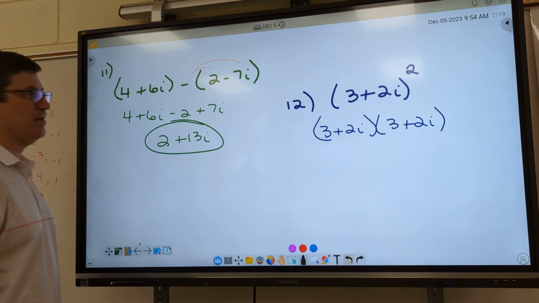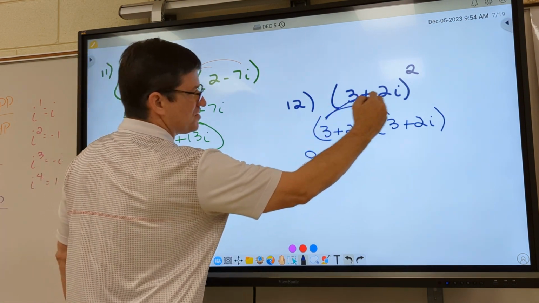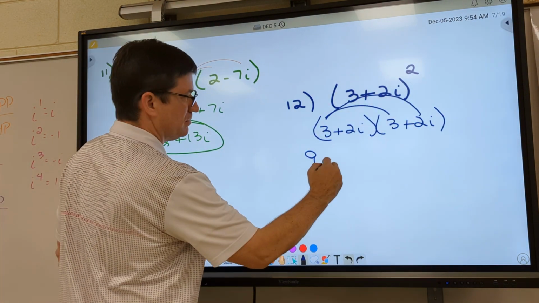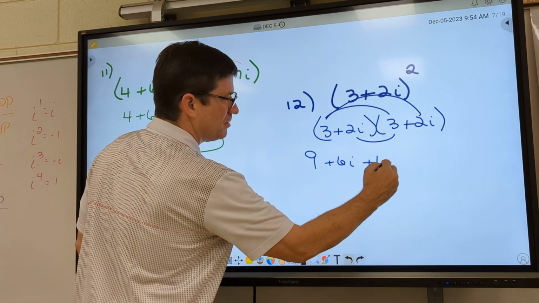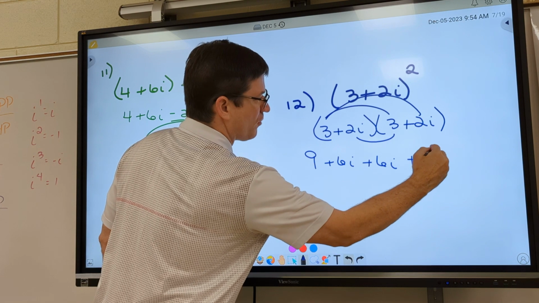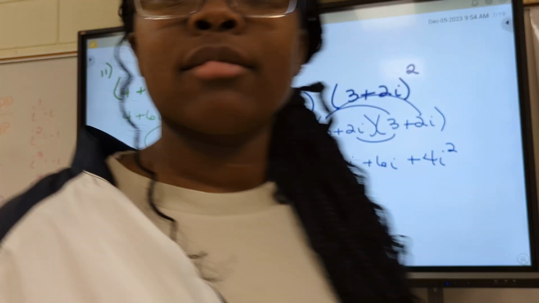All right, we're ready to FOIL it. All right, y'all help me. 3 times 3. 3 times 2i. I got another 6i when I times those in the middle. And then I got plus 4i squared. All right, I'll let y'all copy that. If you got a question.